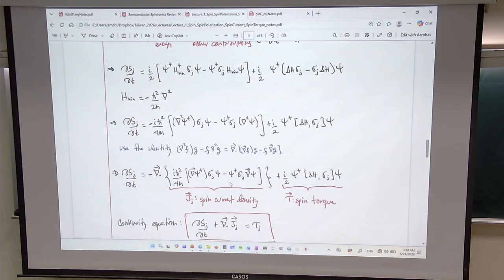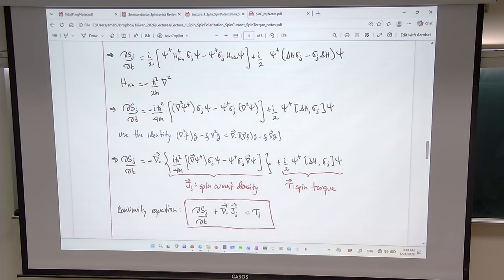So we can then write the continuity equation, which is similar to this, but now we don't have 0, so we have spin torque here. We could have this spin torque 0 if the spin is conserved. Then yes, it will be 0 here because tau will be 0. But in general, it's not so. In general, we have spin torque in there.